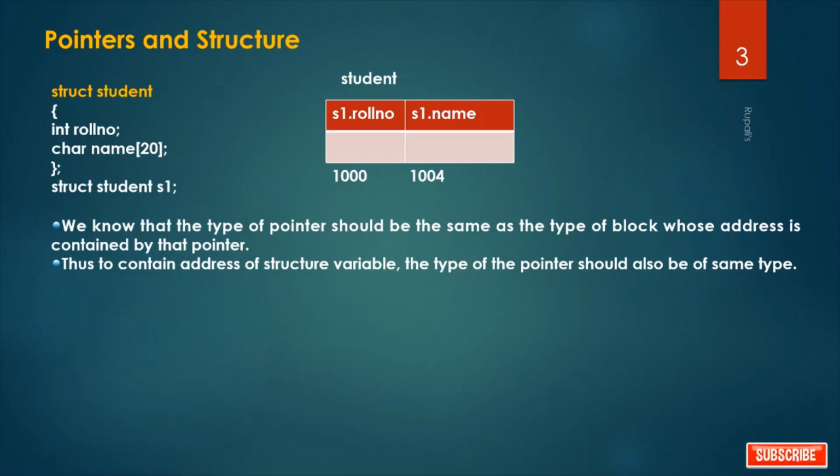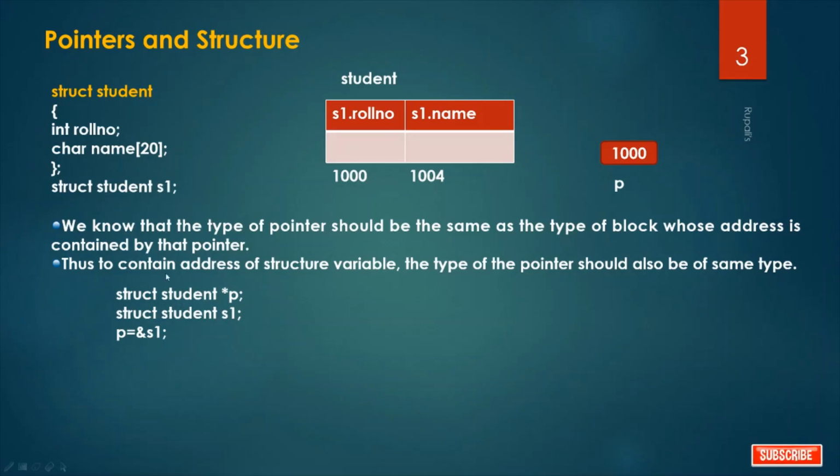In the same way, to contain the address of a structure variable, the type of the pointer should also be of the same type. How can you declare a structure pointer? In this way. If I write int i, then to hold the address of i, you have to write int star p. In the same way, for student type, you have to write student star p, because student is a structure. Since it is user defined, you have to write struct student star p. So p can hold an address of structure student.